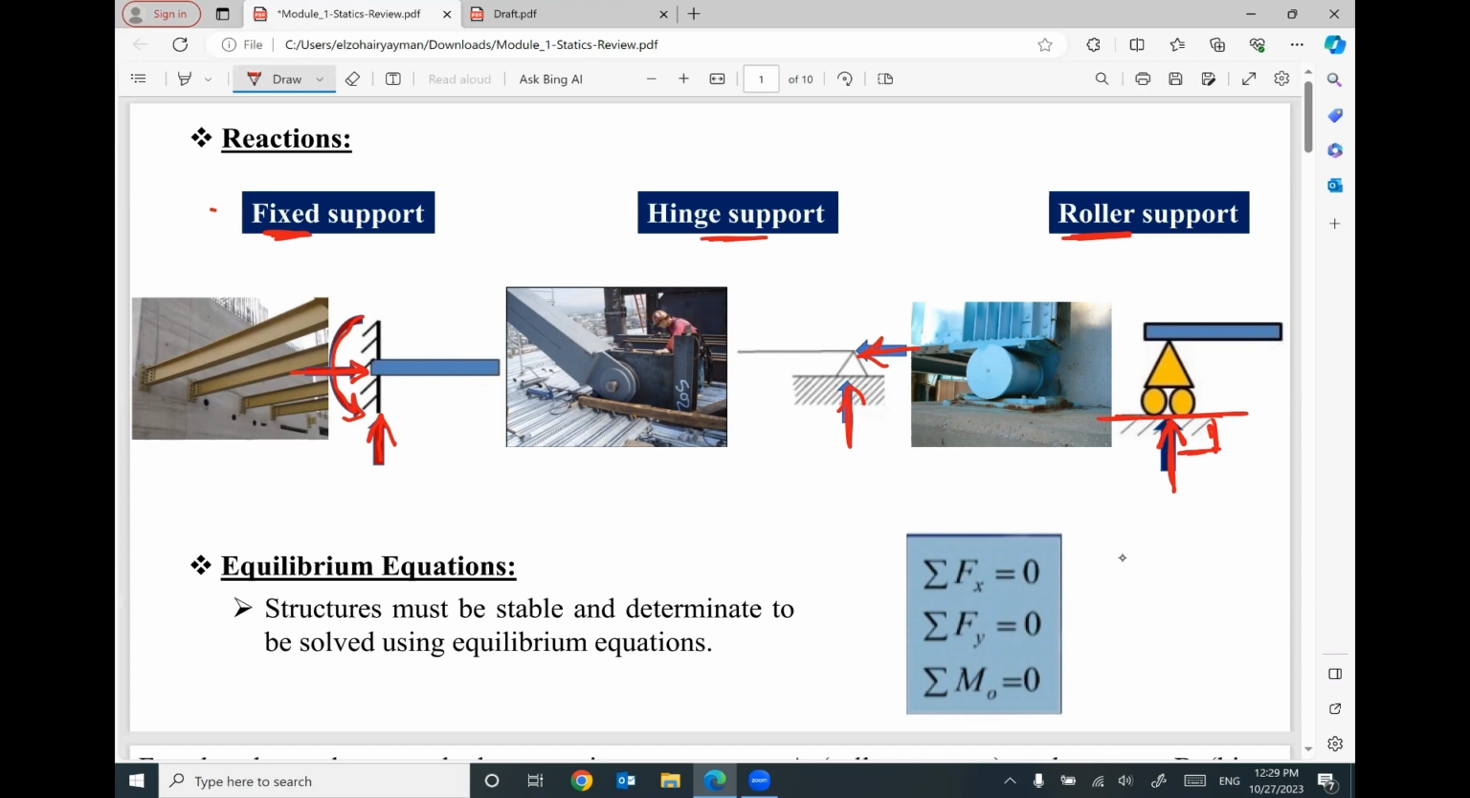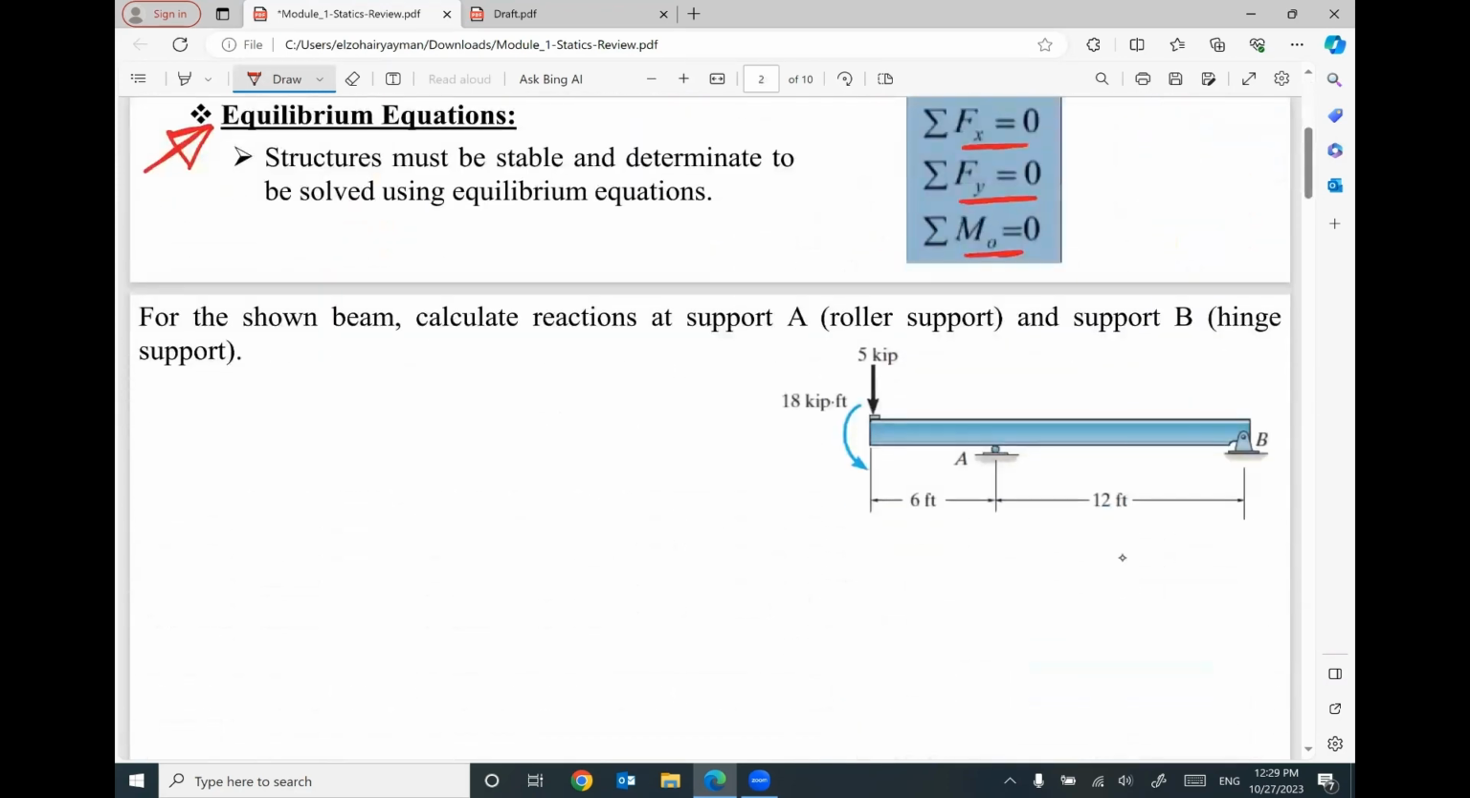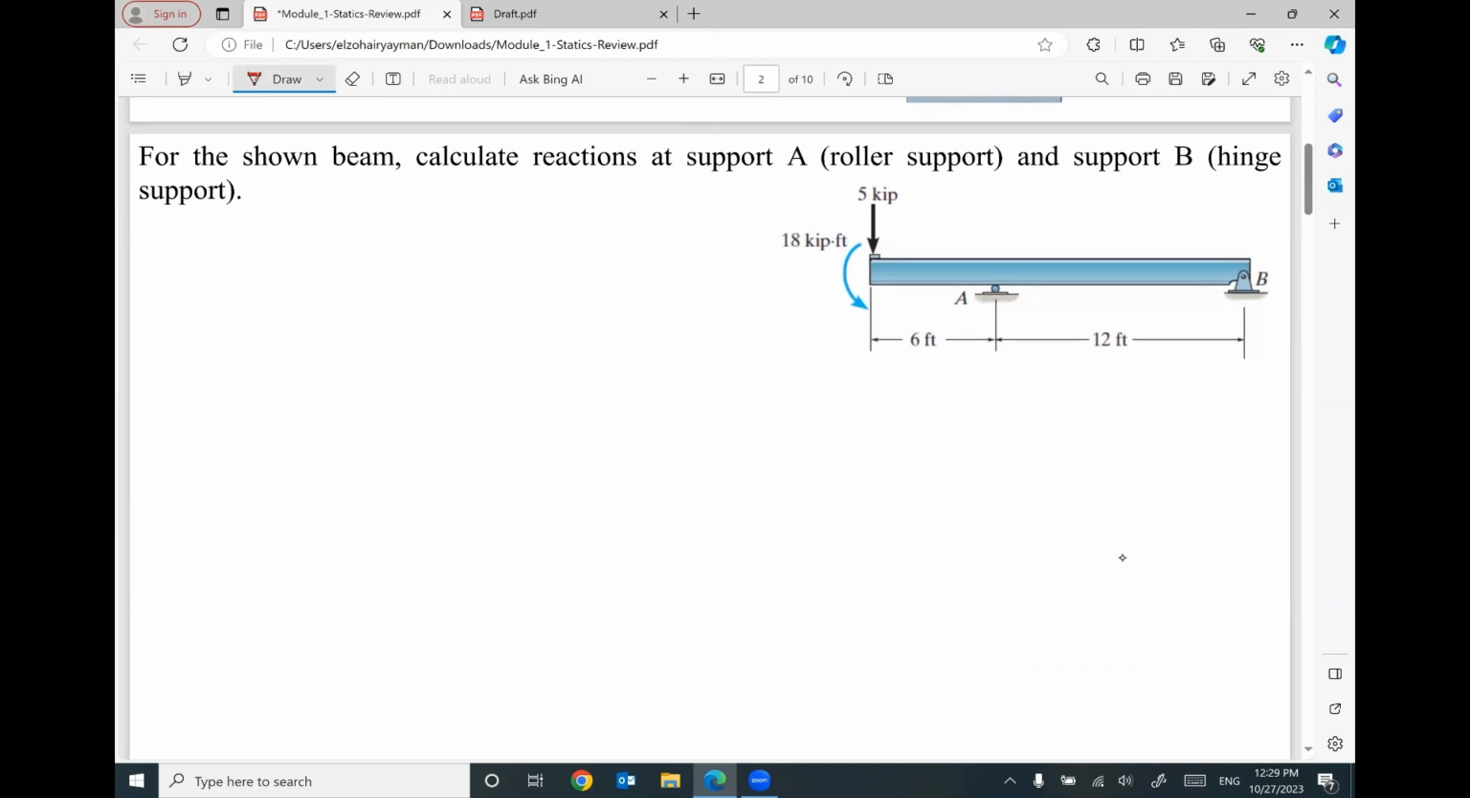To figure out these reactions, we need to apply three equilibrium equations. Summation Fx equals 0, summation Fy equals 0, summation moment at any point equals 0. I will do an example on reactions. We are given this beam. A is a roller, B is a hinge support, and we need to figure out these reactions.